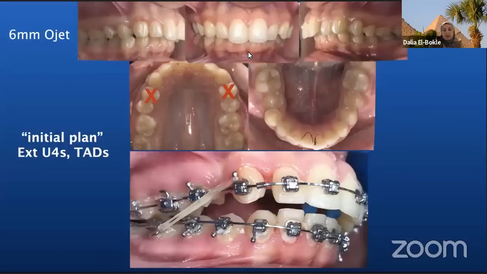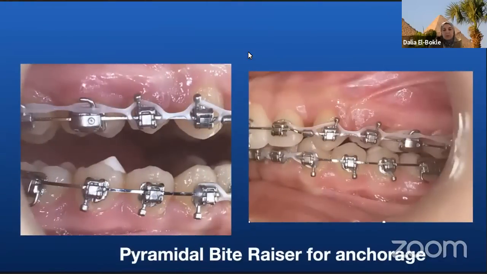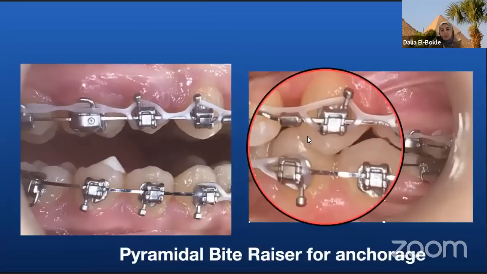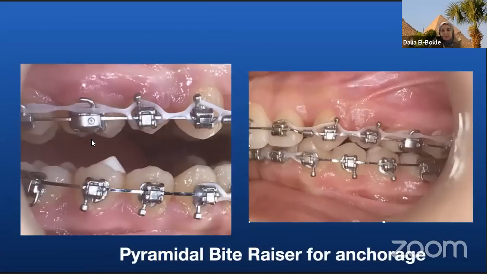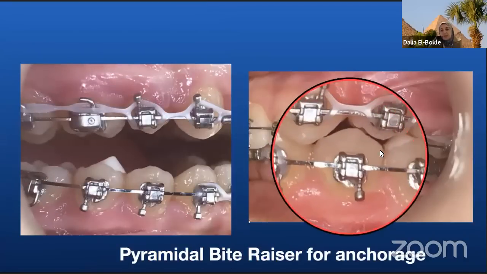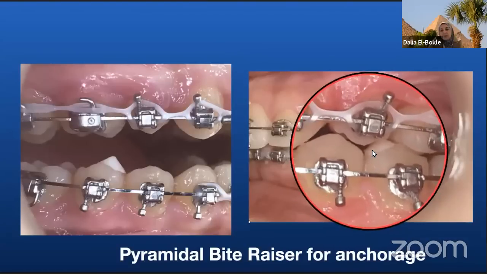But at the end, I just used class 2 elastics and the pyramidal bite turbo for anchorage reinforcement instead of the TAD. You can see here I was able to achieve closure of the overjet as well as correction of the canine relationship into class 1 without having to use the TADs. You can see the remnant of the pyramidal bite turbo here.